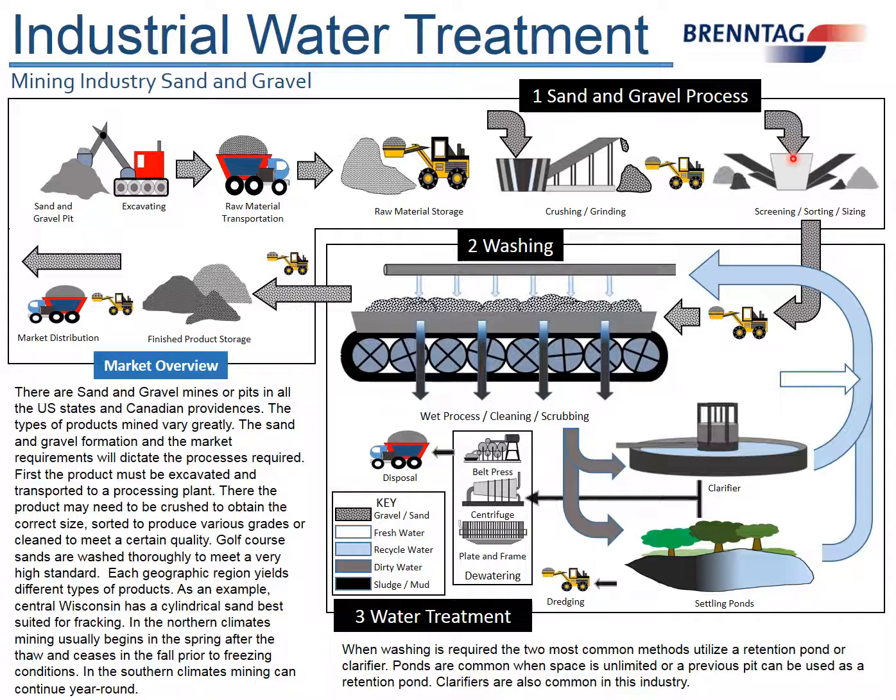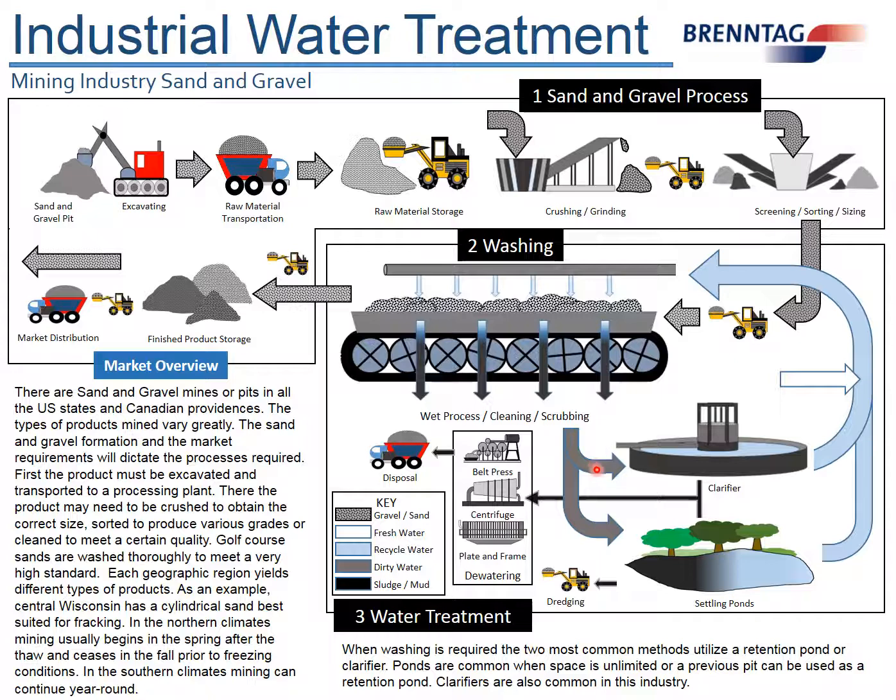Oftentimes, the sand and gravel is contaminated with dirt and other foreign objects. This sand and gravel then must be washed to remove these contaminants. The water that comes from these washings needs to be cleaned so that it can be reused back into the process. During the cleaning process, the plant will either use a clarifier or large settling ponds.